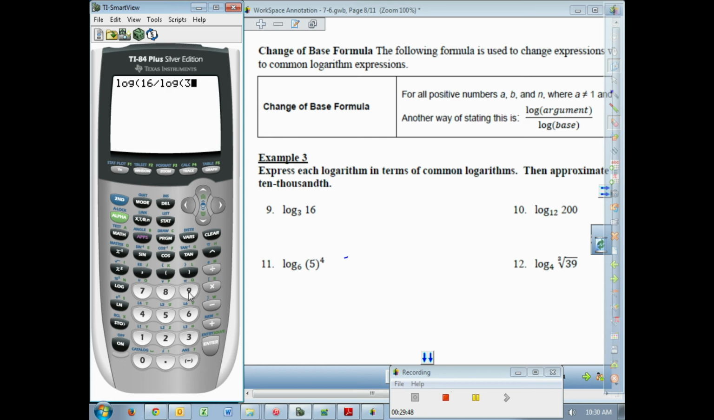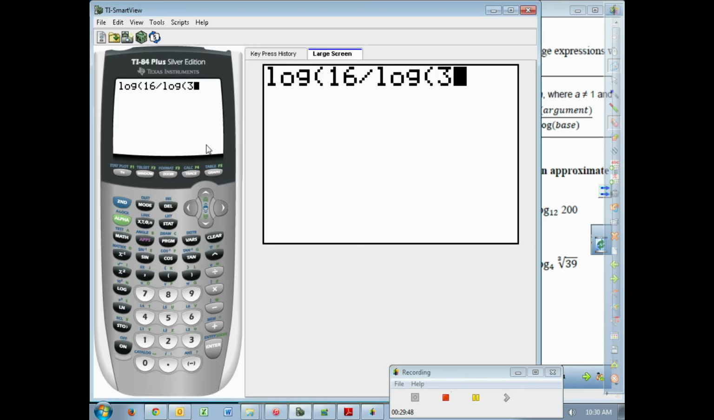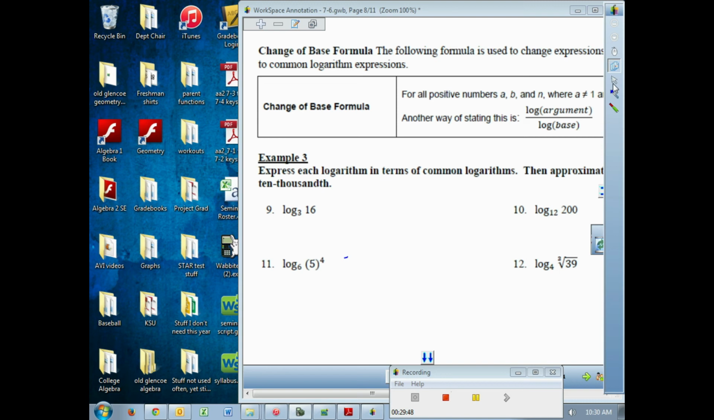And you tell me, is this going to give me the right answer? Let me make it big for you. Is that going to give me the right answer? Nope. What did I forget to do? So log of 16 closed divided by log of 3 closed. Boom. About 2 point, what does it say to round to? 10,000. So about 2 point what? Tell me. 5237.